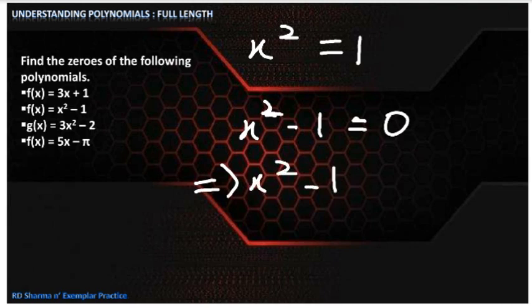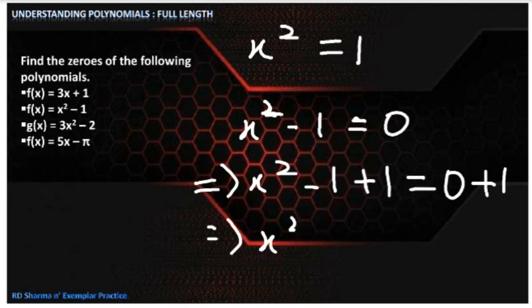X squared minus 1 plus 1 equals to 0 plus 1. That means x squared equals to 1. I hope now you people are clear about it. So x squared equals to 1.